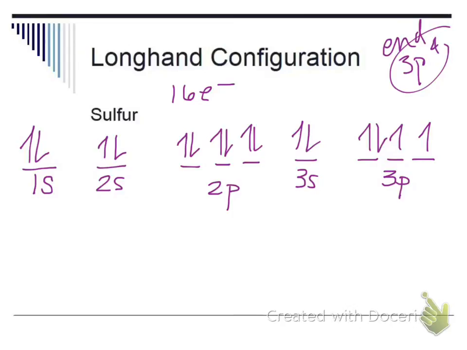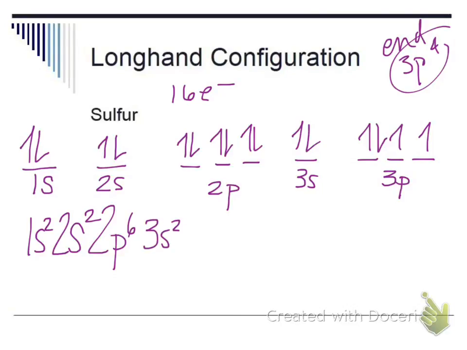Now our electron configuration is 1s2. What's next? 2s2. 2p6. Why am I getting bigger as I'm writing? Now I'm going to go like this. 3s2. Just for fun, we did it that way. 3p4. So that was our electron configuration.